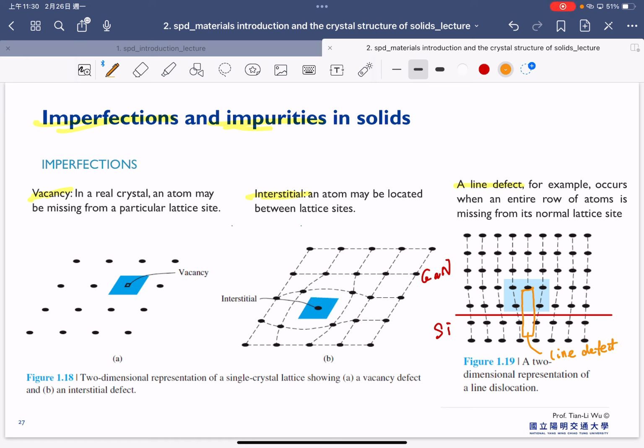And how this actually will influence our characteristics. If you imagine the crystal structure, it is shown in here.